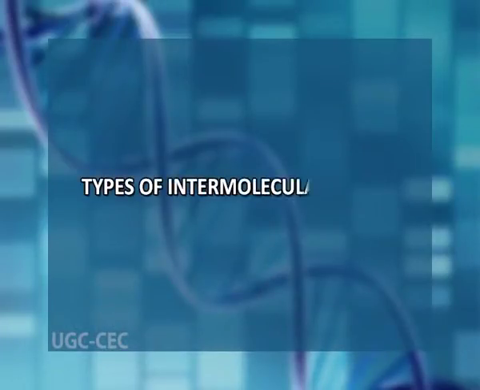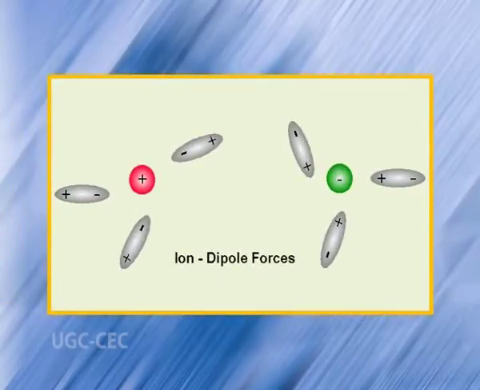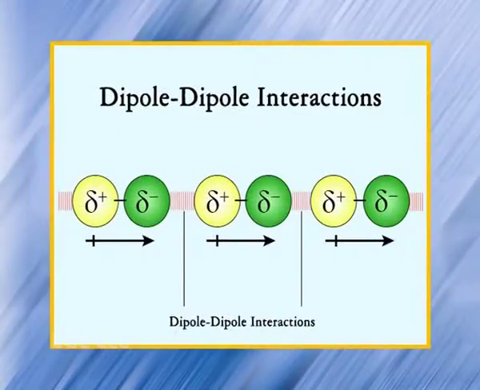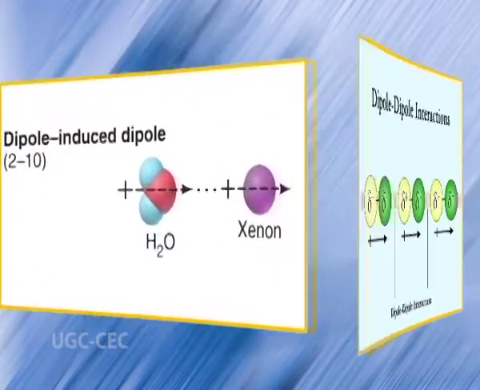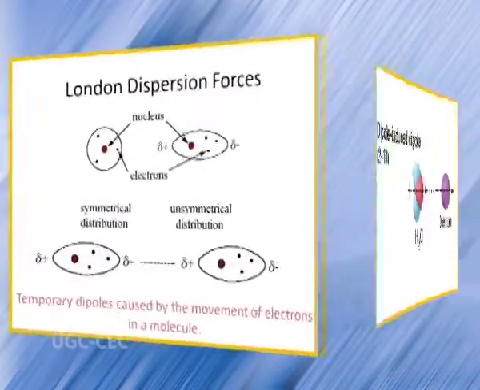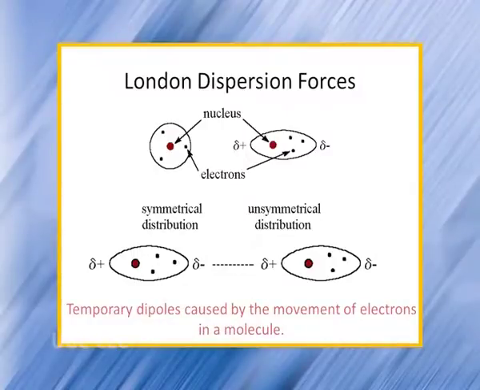Types of intermolecular forces. There are different types of intermolecular forces. Some of them are as follows. First one is ion dipole. Second one is dipole-dipole. Third one is dipole-induced dipole. Fourth one is dispersion forces.